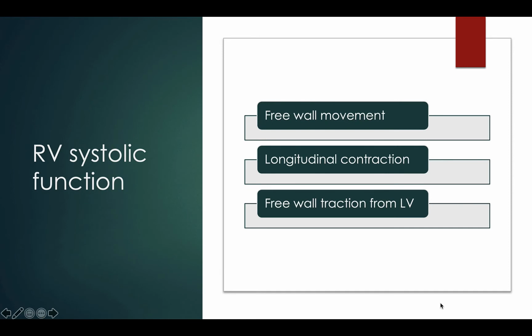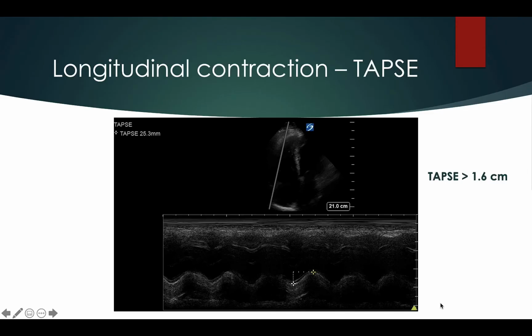Moving on to the function of the RV, we won't go into any great detail about RV physiology, but suffice it to say that there are three components to RV systolic function: free wall movement, longitudinal contraction, and traction movement from vigorous LV movement. Longitudinal contraction receives a lot of attention in the point-of-care world because it is one of the first things to be lost in acute right heart syndromes.